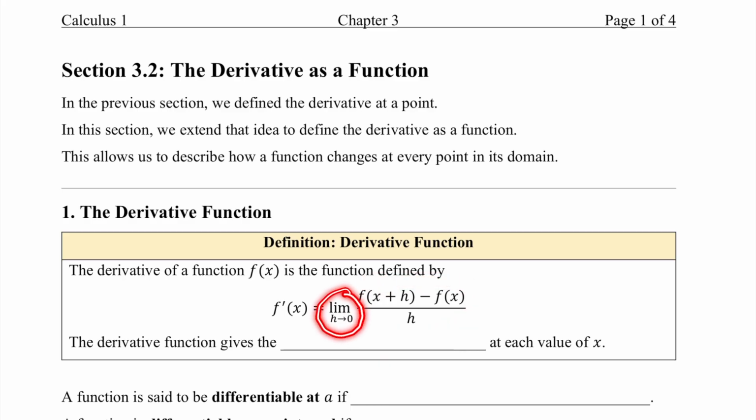When we are taking the limit as h approaches 0, we are shrinking the change to be extremely small. That gives us the instantaneous rate of change. In other words, it gives us the slope of the tangent line at a specific value x. So, the derivative function gives us the slope of the tangent line at each value of x.